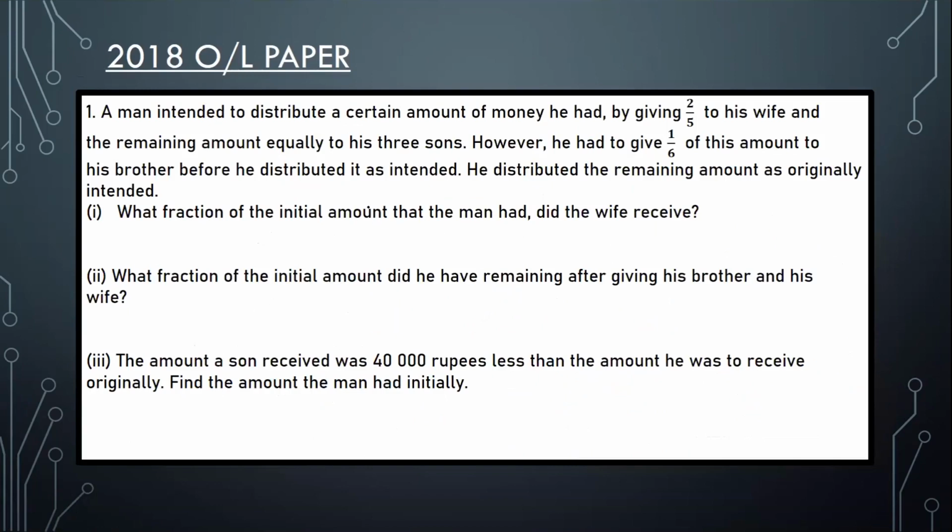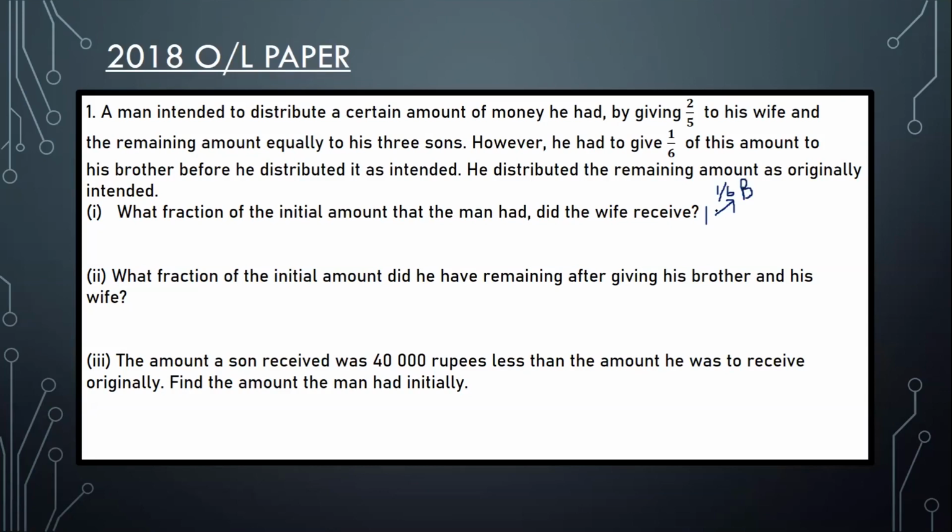A man intended to distribute a certain amount of money he had by giving 2/5 to his wife and the remaining amount equally to his 3 sons. However, he had to give 1/6 of this amount to his brother before he distributed it as intended. He distributed the remaining amount as originally intended. So what does he do? So initially he has an amount, I'll take it as 1. From that he has to give 1/6 to his brother. Okay, so 1/6 is to be given to brother.